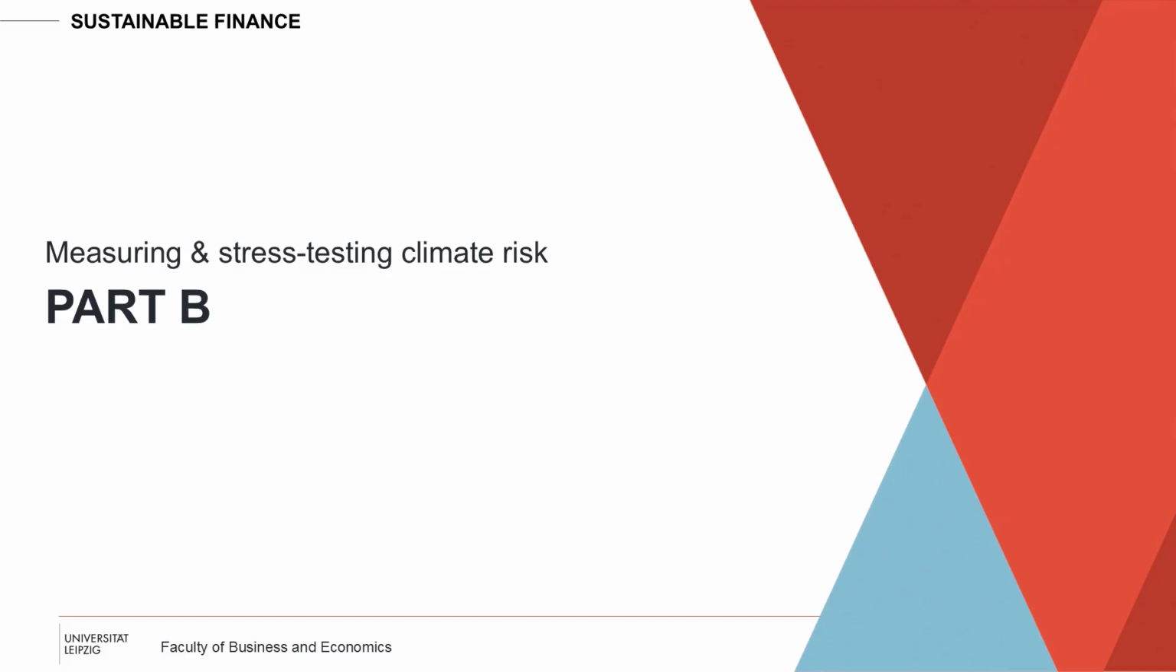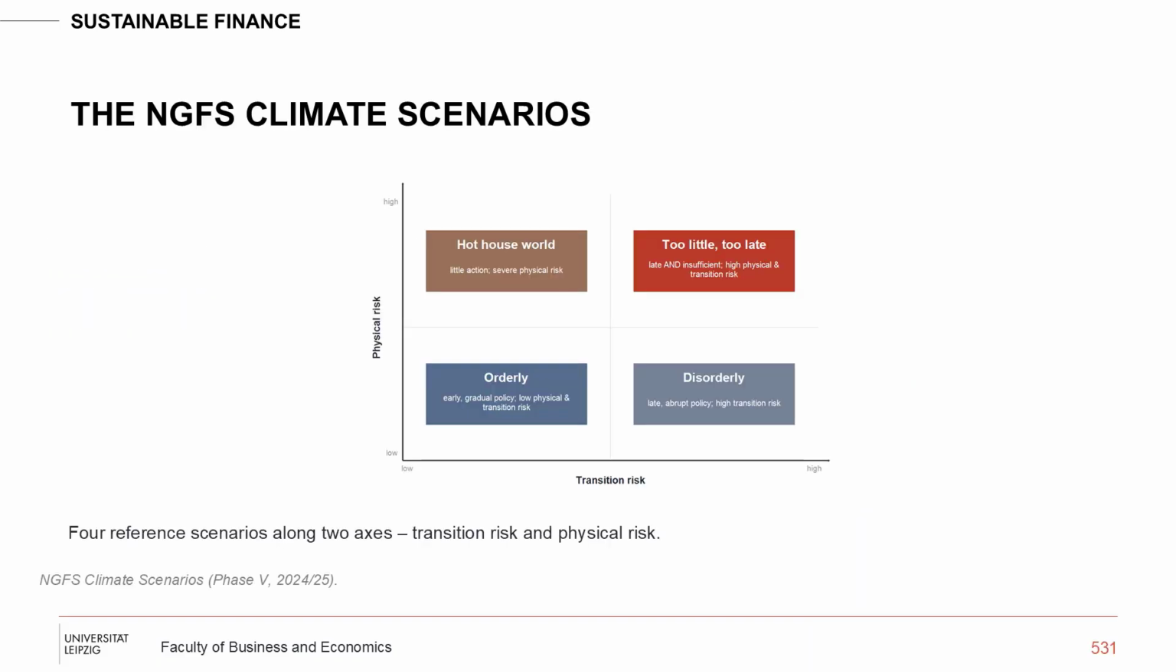The foundational tool is a set of scenarios from the Network for Greening the Financial System, the NGFS, a coalition of central banks and supervisors created specifically to get ahead of climate risk. Rather than each central bank inventing its own assumptions, the NGFS built a common set of reference scenarios, and this chart shows their elegant structure. They're arranged along two axes, transition risk on one and physical risk on the other. That gives you four broad worlds.